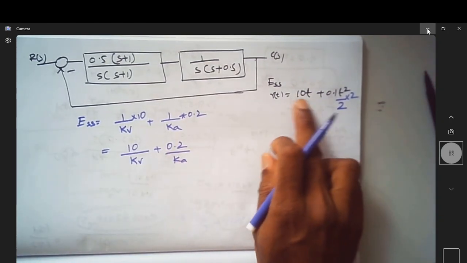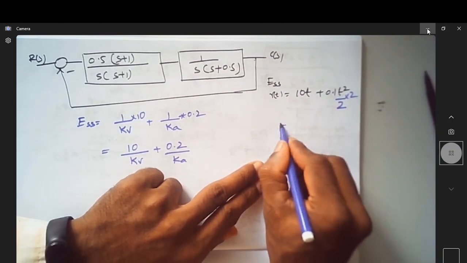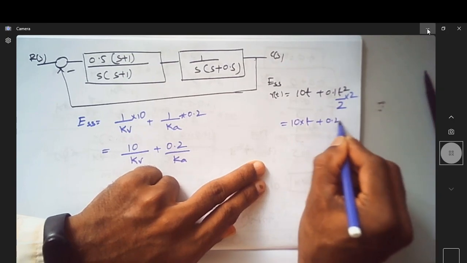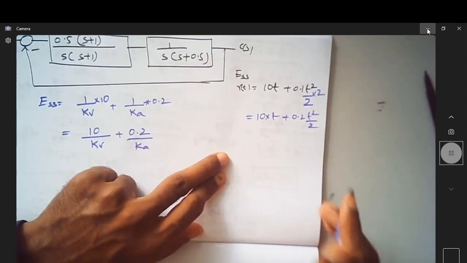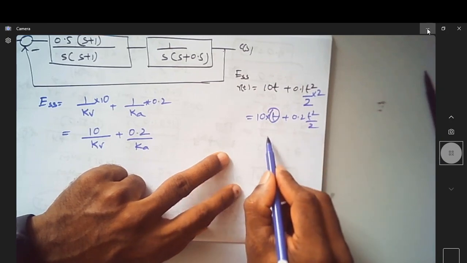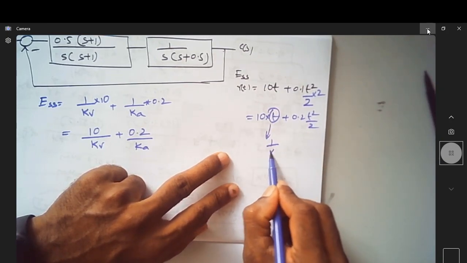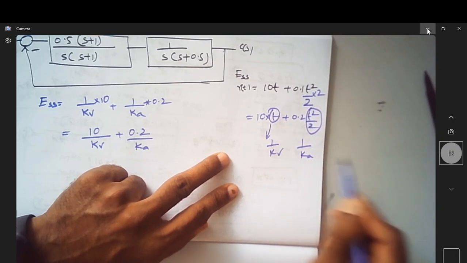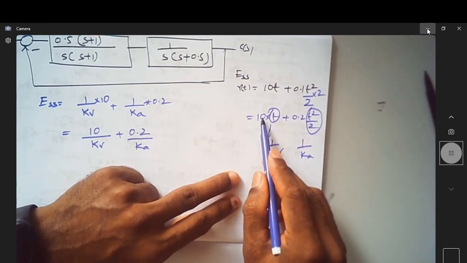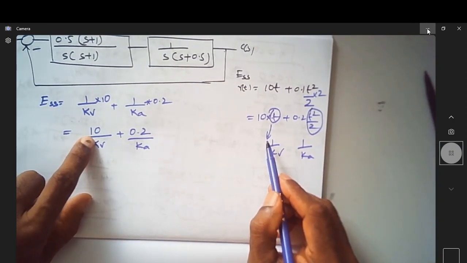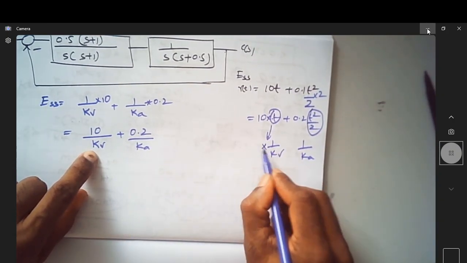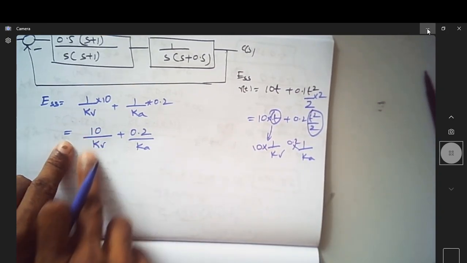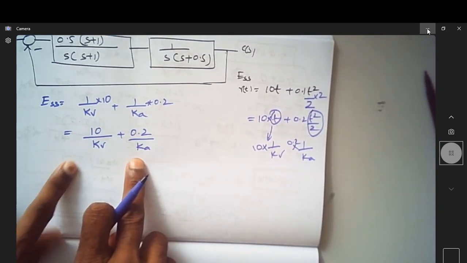Let me tell you again why we are doing this. Can I write it as 10 into t plus 0.2 into t square by 2? Because for this t I have an error of 1 over Kv, and for this t square by 2 I have an error of 1 over Ka. Since it is 10 times, I am making it 10 by Kv, and this is simply multiplied by 0.2, so that is 10 by Kv and 0.2 by Ka.